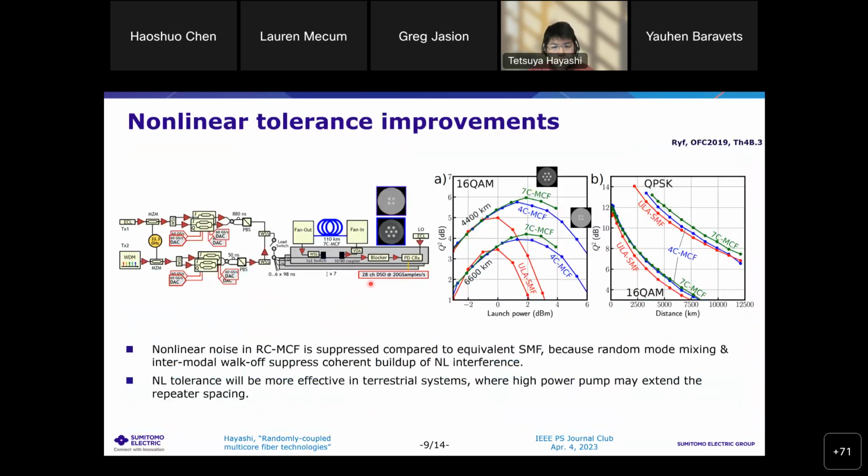So using such a randomly coupled 4 core fiber and 7 core fiber, Roland Ryf at Bell Labs conducted a transmission experiment. In this experiment, we compared the 4 core fiber and 7 core fiber, and also compared with a single core fiber. All the fibers have a similar effective area. And as you can see, the randomly coupled core fiber has a higher optimum launching power and a higher Q factor after the transmission. So we can see that these randomly coupled multicore fibers have a better nonlinear tolerance, and such nonlinear interference can be suppressed thanks to the random coupling characteristics.